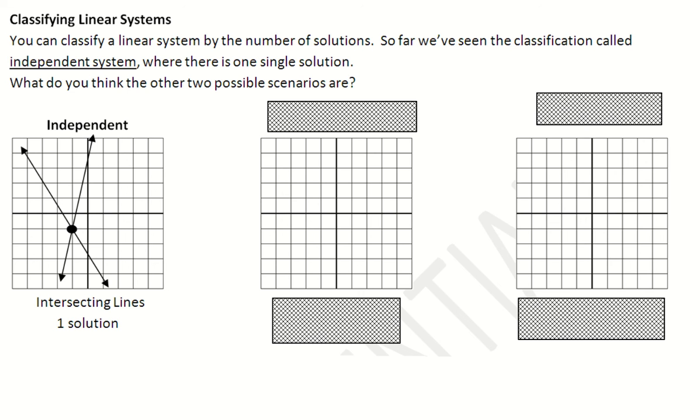The second half talks about classifying linear systems, because guess what? You can classify a linear system by the number of solutions. So far in today's video, we've seen the classification called independent system, where there is one single solution, because our lines intersected at one point, which means there was one solution. So we call that independent. The system is independent. It's got intersecting lines, and there is one solution.